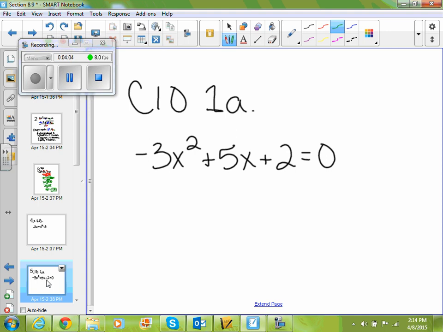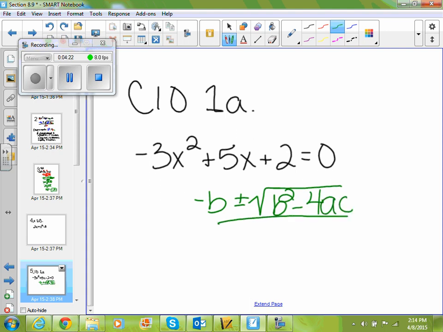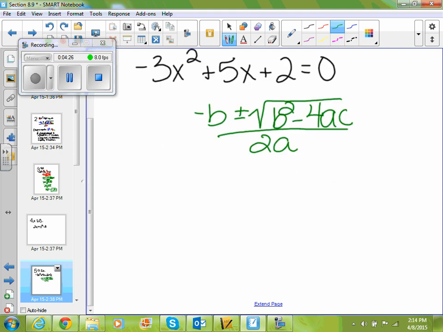Okay, so if I look then at 1a, I have negative 3x squared plus 5x plus 2 equals 0. I'm going to use my quadratic formula. So negative b plus or minus the square root of b squared minus 4ac all divided by 2a. Okay, and a, b, and c come from your equation. So if I do negative b, what's my b value? 5.